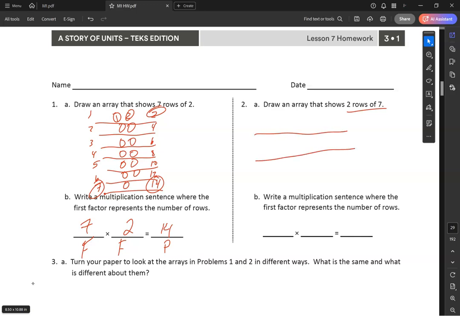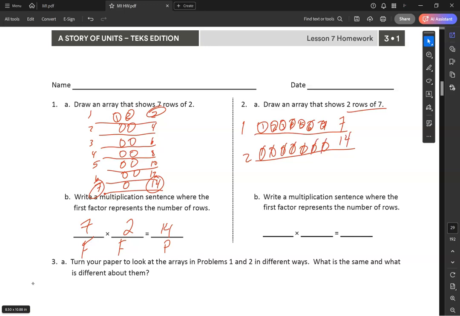Number 2, draw an array that shows 2 rows of 7. So I have 2 rows. Label 2 rows. 2, 3, 4, 5, 6, 7. Okay, so I know they're counting by sevens, but I don't know how to count by sevens. So I'm going to use the picture. 7, 8, 9, 10, 11, 12, 13, 14.